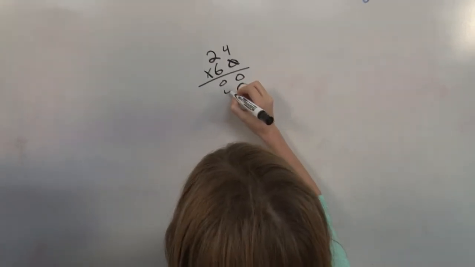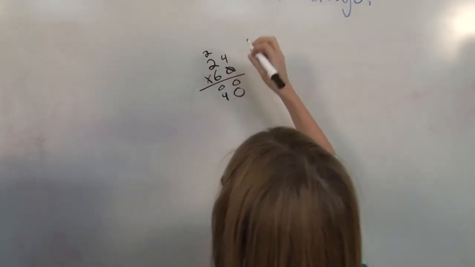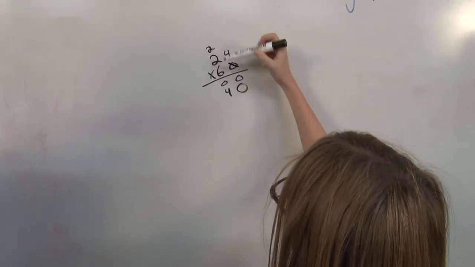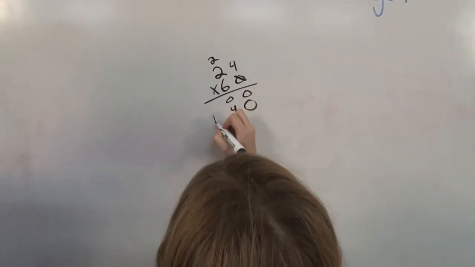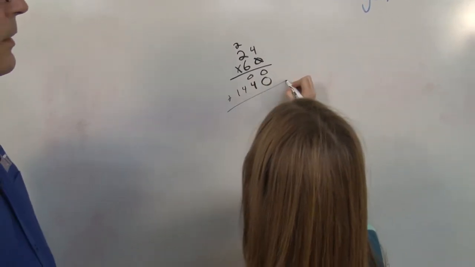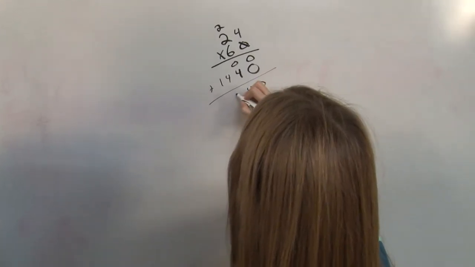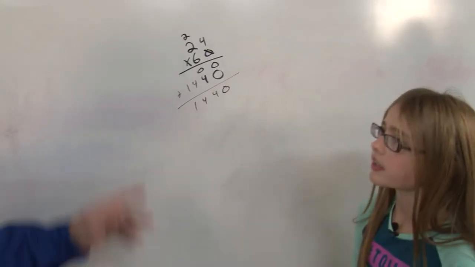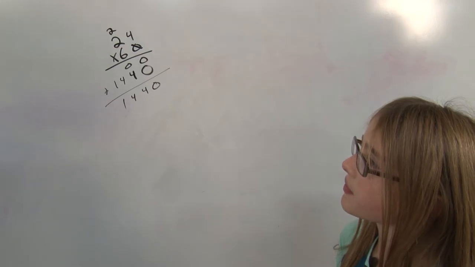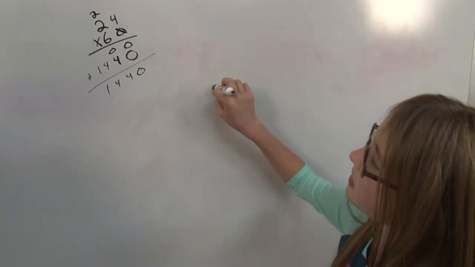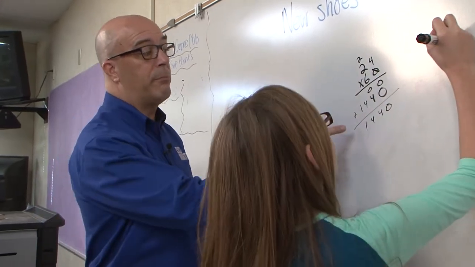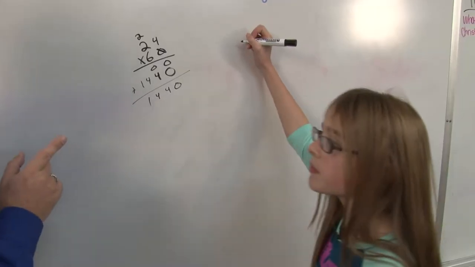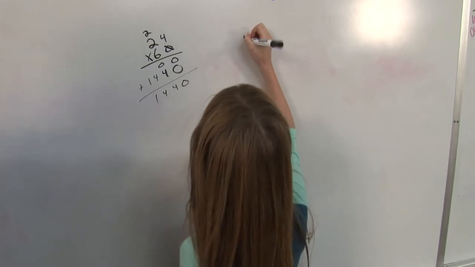6 times 4 is 24. Perfect. Carry. 6 times 2 is 12, plus 2 is 14. Okay. Add that, 0, 4, 4, 1. So we have 1,440, and what is that? That's 1 day, right? So that's the number of minutes in 1 day? Mm-hmm. Okay, so now what do we need to do?